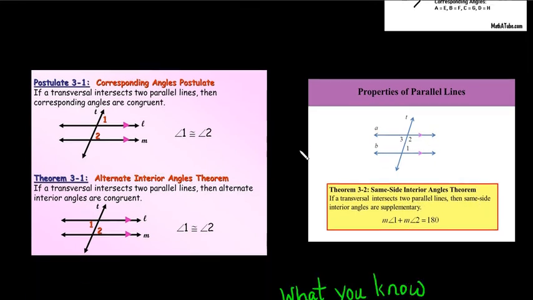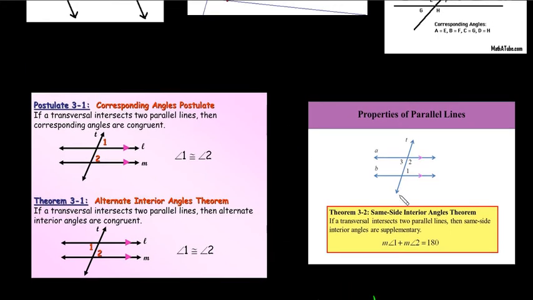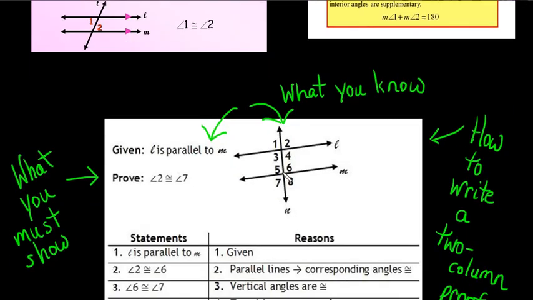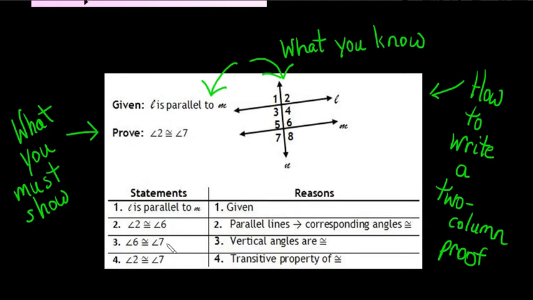So we need to know these, know where to find them if you need to use them to prove something. Down here, I've shown you what a proof is hopefully going to look like. This is called a two-column proof.